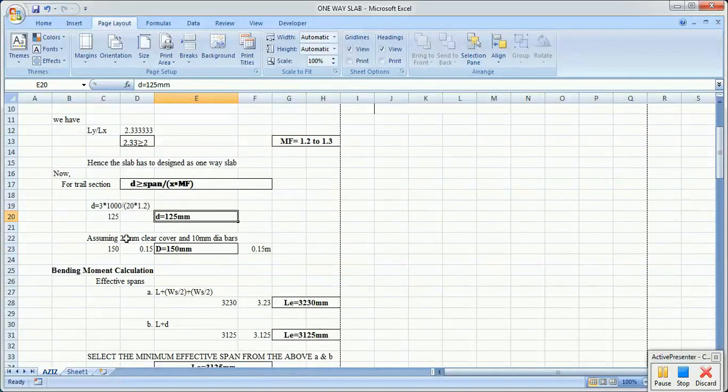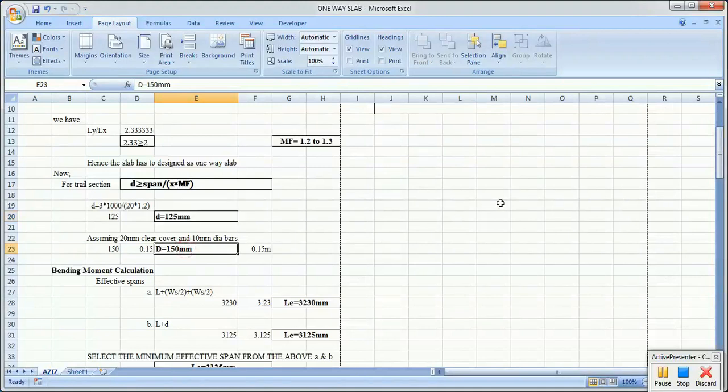Then again, assuming 20 mm clear cover and 10 mm dia bars, you have to find out the total depth. That is the effective depth plus clear cover plus dia by 2, that is 25. So together the capital D is 150 mm. We got the small d, the effective depth, as 125 mm, and the total overall depth is 150 mm.